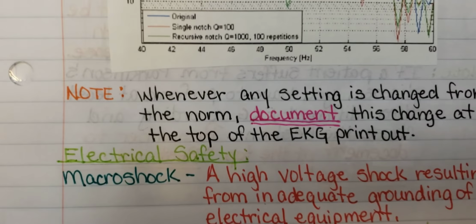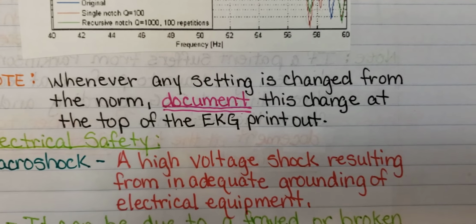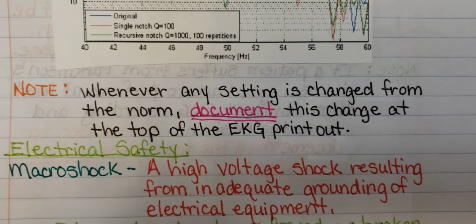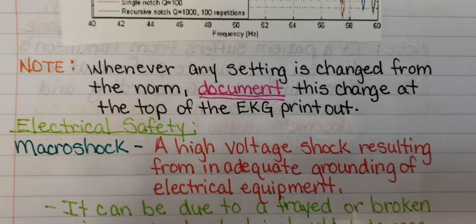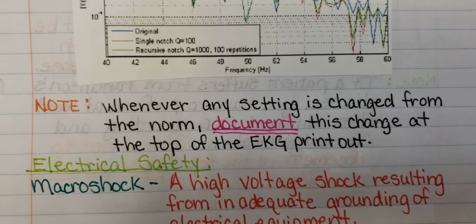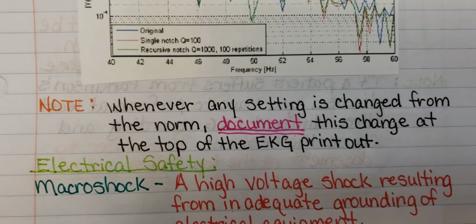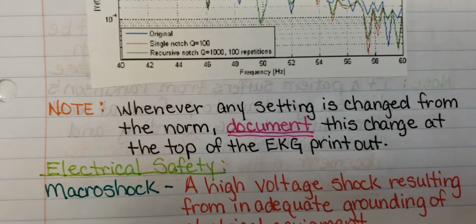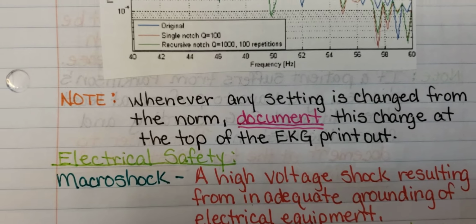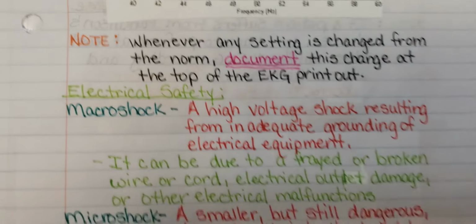Always note, whenever any setting is changed from the norm, it's very important that you document this change on the top of the EKG. That way no misinterpretations are made due to the fact that we have changed the settings from what is normally supposed to be set. And the doctor won't be confused as to why you have different settings or why a person's QRS is wider than what it's supposed to be.